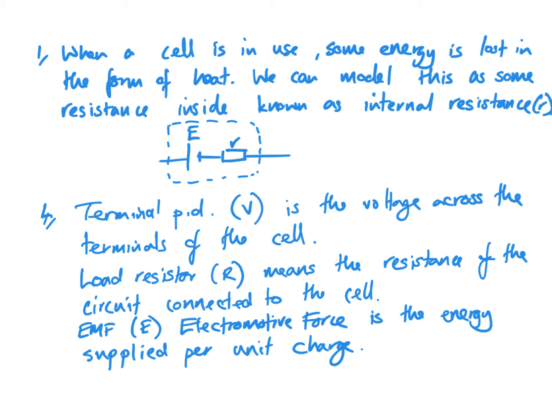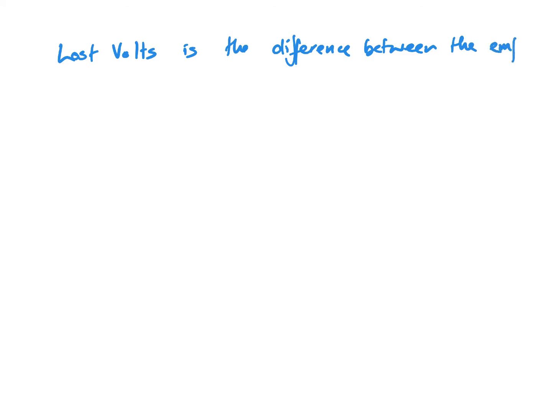Lost volts doesn't have a symbol. I'm going to start a new page. Lost volts is the difference between the EMF and the terminal potential difference. So how much are you losing because of that internal resistance? And the last one we want to define here is the idea of short circuit current.